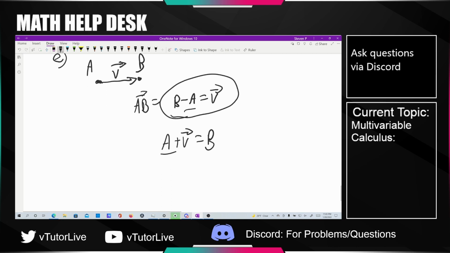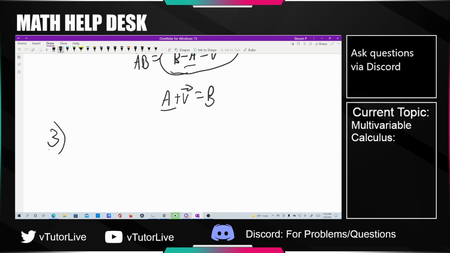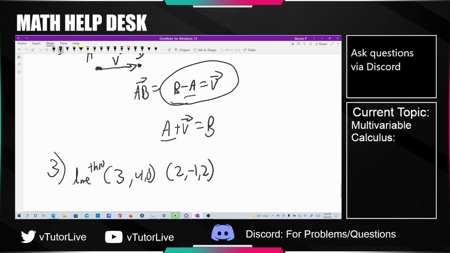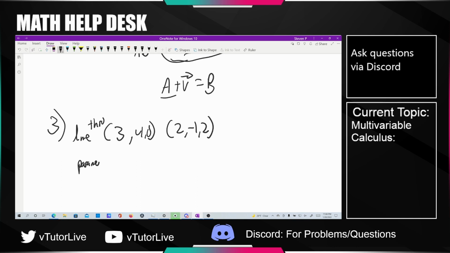But now we move on to the good stuff, or at least something that takes slightly more elbow grease, in that it's asking us to find the line through (3, 4, 0) and (2, -1, 2). So do we have any suggestions for this one? I think it's actually pretty similar to the one we just did, right? You have 2 points, but this time around you want to parameterize something using a parameter t. So parameter t.